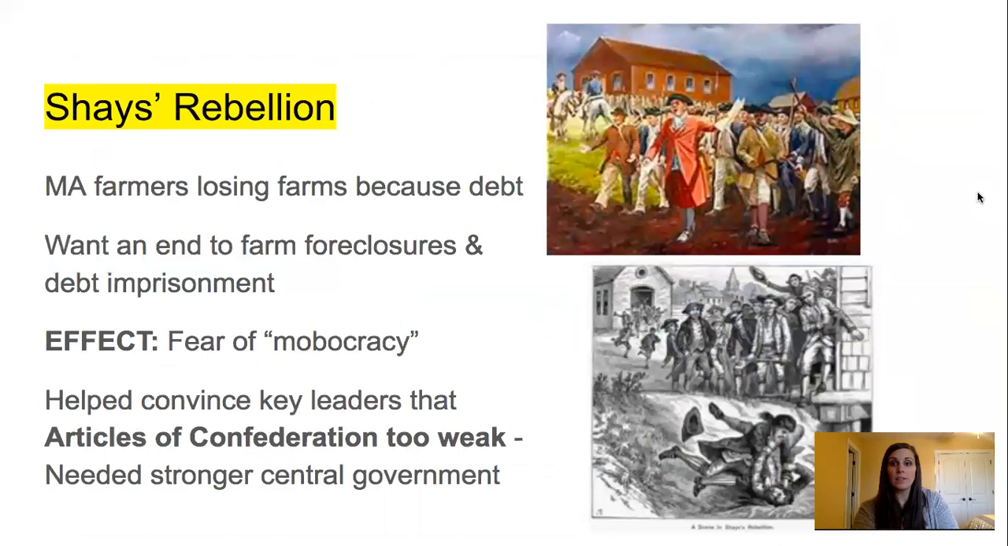We have a rebellion. You probably remember Bacon's Rebellion from time period 2. Shays' Rebellion is really similar. It's farmers who are angry about the way things are going. So they're losing their farms to foreclosure, so they want an end to that. They want an end to debt imprisonment. They want more money to be printed. So the causes aren't as important as the effects. So the effect of Shays' Rebellion, it allows everyone to see that the Articles of Confederation are not going to cut it, that they're too weak.